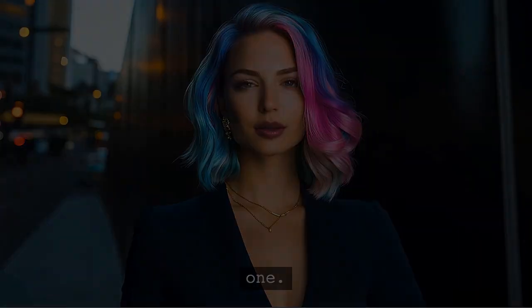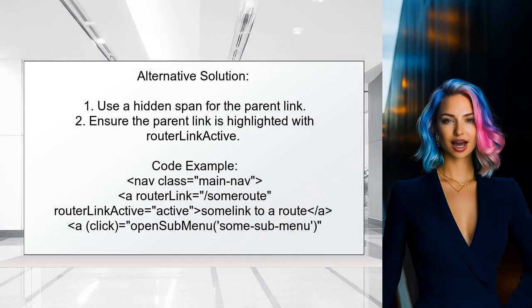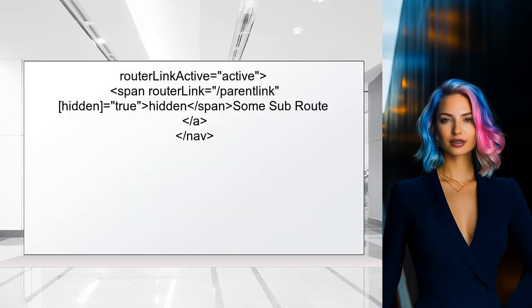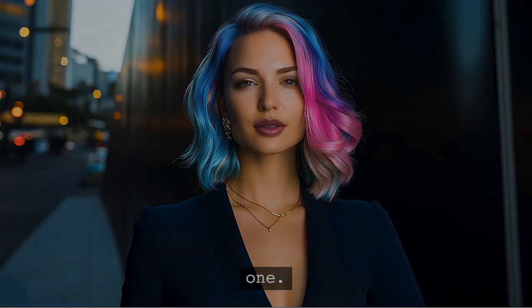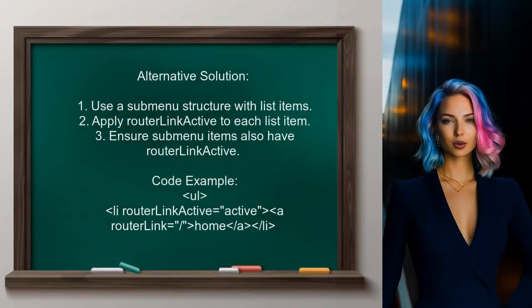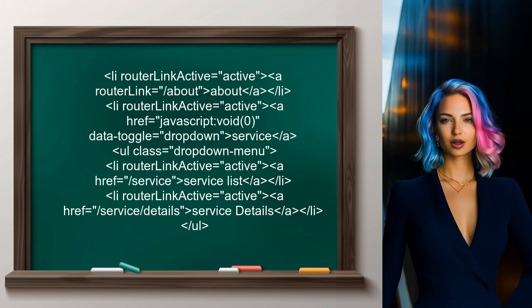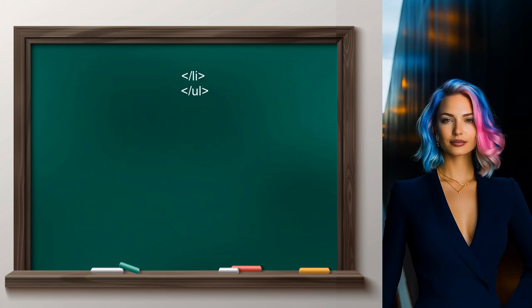Let's take a look at another one. An alternative solution suggests using a hidden span element to link the parent navigation item with the RouterLinkActive property. This way, when the submenu is activated, the parent link also gets highlighted. That's all on that answer. Let's take a look at another one. An alternative solution provided by another user involves using a submenu structure. They suggest wrapping your links in list items with the RouterLinkActive directive. This way, you can apply the active class to both the main links and their corresponding submenu items.